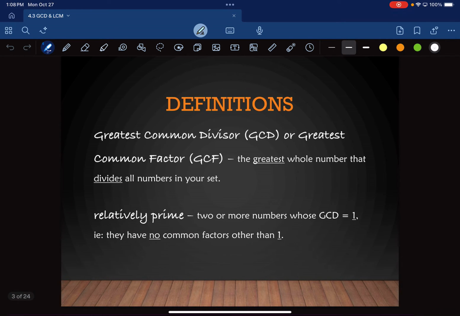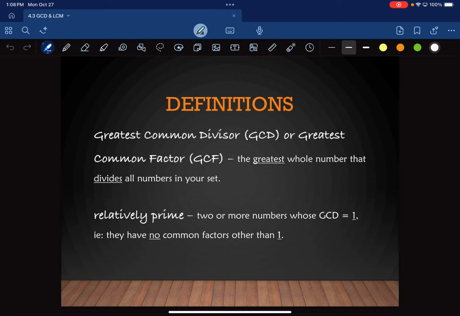So we're going to start with greatest common divisor, also sometimes called a greatest common factor. So if you see abbreviated GCD or GCF, same thing. This is the greatest or biggest whole number that divides all numbers in your set.